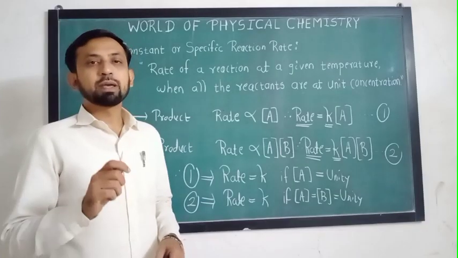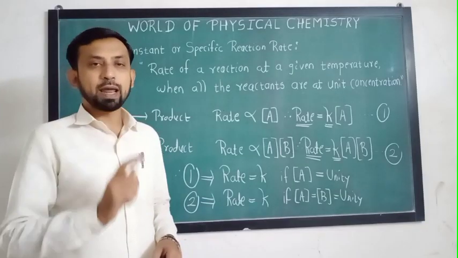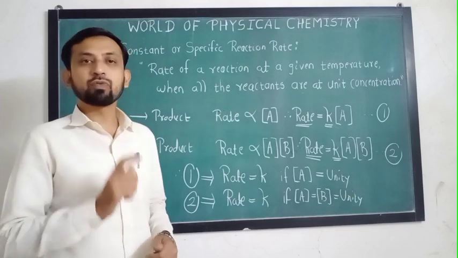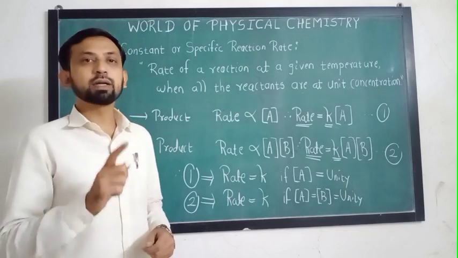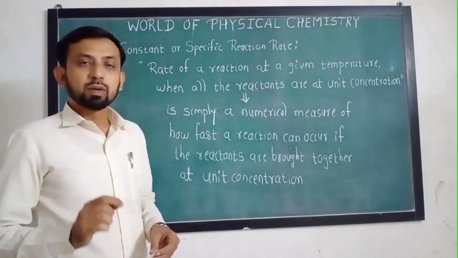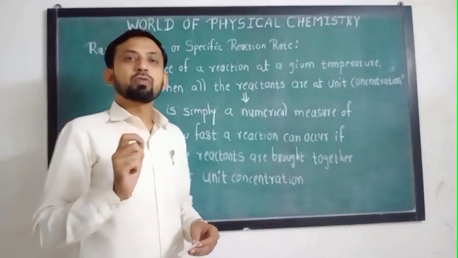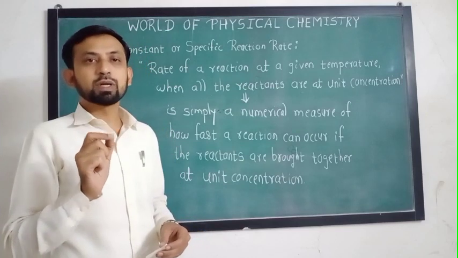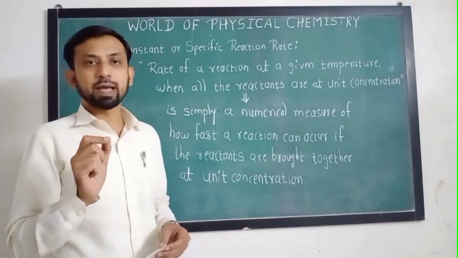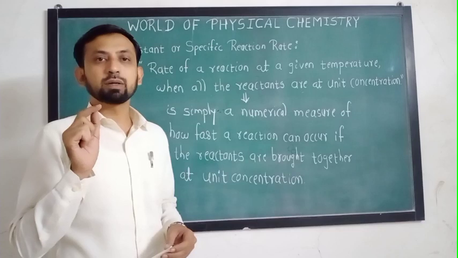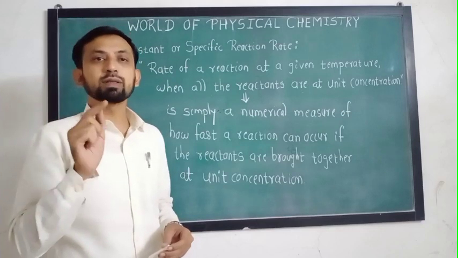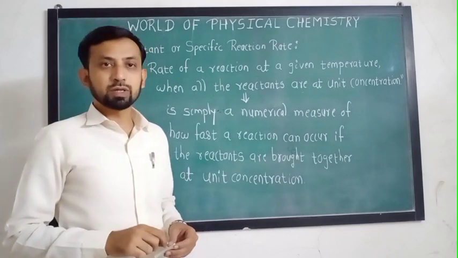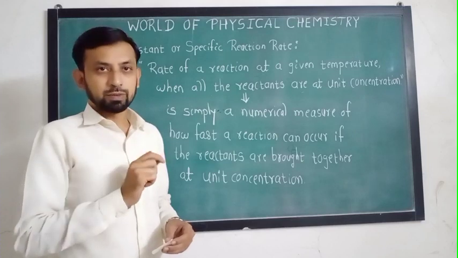The rate constant of a chemical reaction depends on two parameters. The first one, the nature of a chemical reaction, and the second, the temperature. Now, what is the unit of rate constant? Remember, the unit of rate constant depends on the order of reaction. What will be the order of reaction? On that, the unit of rate constant depends.